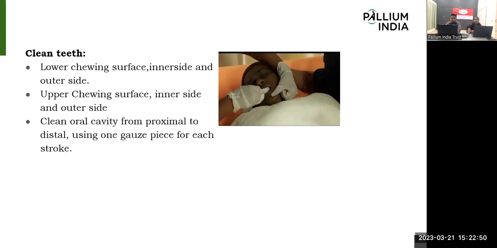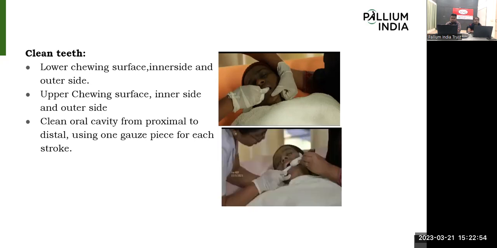After that, you have to clean the oral cavity too. Always clean the oral cavity with normal water, because normal saline has an unpleasant taste. If you provide care with normal water after the normal saline cleaning, we can definitely prevent the unpleasant taste from the mouth.